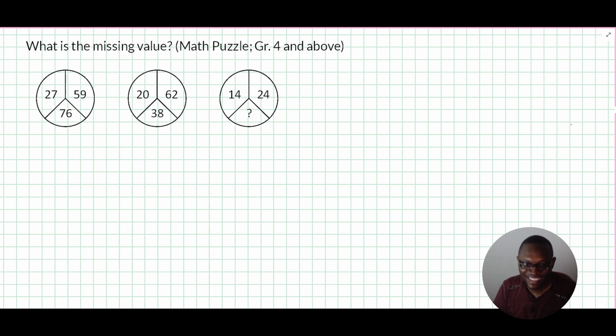Any answers? I found this puzzle and I found it really interesting. It requires just a little bit of thinking. Any ideas? Well, no answers yet.